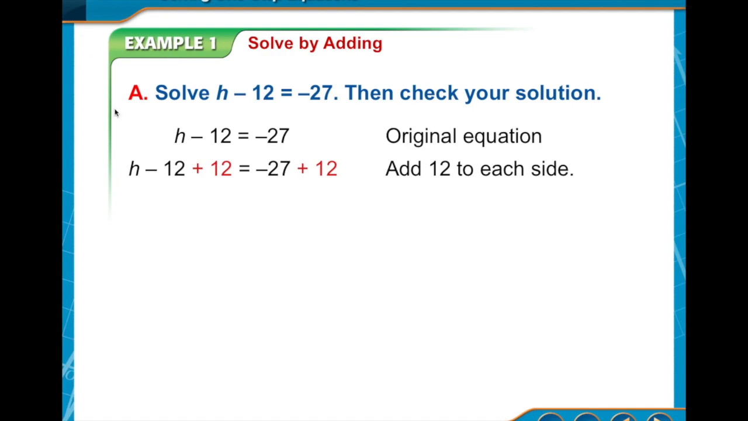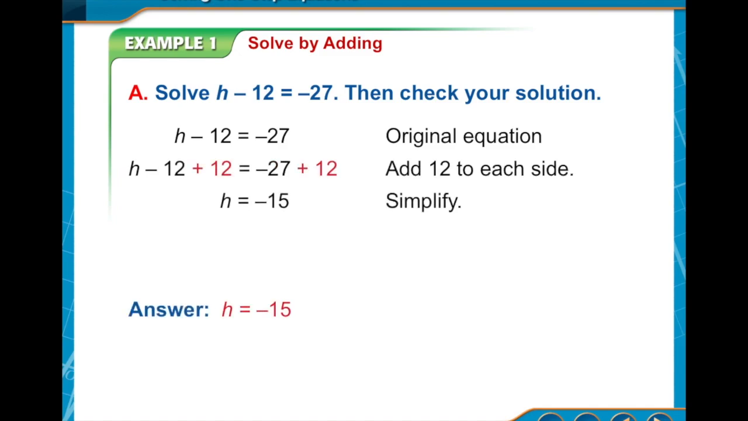And if we look here, now we have a negative 12 and a positive 12. These will cancel each other out on the left. So we'll just have h. And on the right, negative 27 plus 12. If you practice your integers, that is a negative 15. So h is a negative 15. That's example 1a. One step and we've solved that equation. That's addition property of equality.